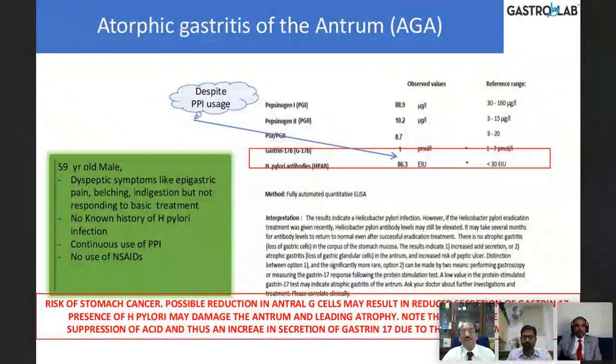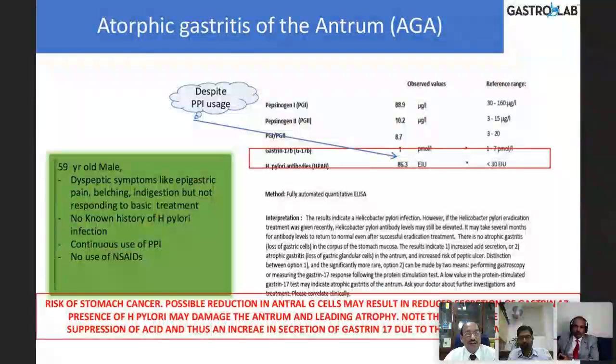Here is atrophic gastritis of the antrum. Look here, the pepsinogen is normal, 1 and 2 are normal, and the ratio is normal. But look at the gastrin 17B, which is low, and the antibodies are positive at 86, which shows atrophic gastritis of the antrum because the antral G cells are atrophic. They are unable to produce gastrin, and the antibodies are positive. So H. pylori initially lurks in the antrum, so it produces an antral gastritis. Only then does it extend to the corpus to produce a pan gastritis.